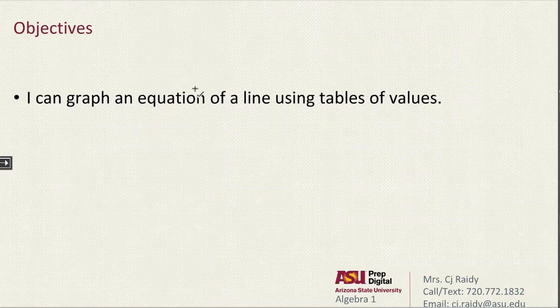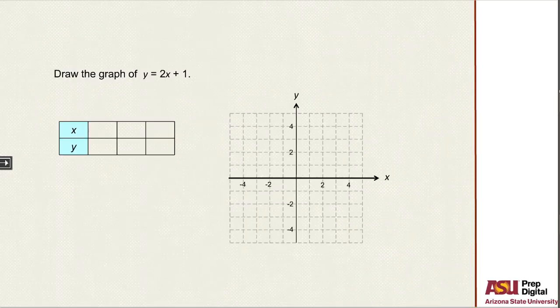This video's objective is to be able to graph an equation of a line using a table of values. And so when we are graphing a line, for example, y equals 2x plus 1, we want to create a table of values that's preferably on the grid provided, especially if you're taking an exam. And so you want to choose whole numbers that are small and around the origin.